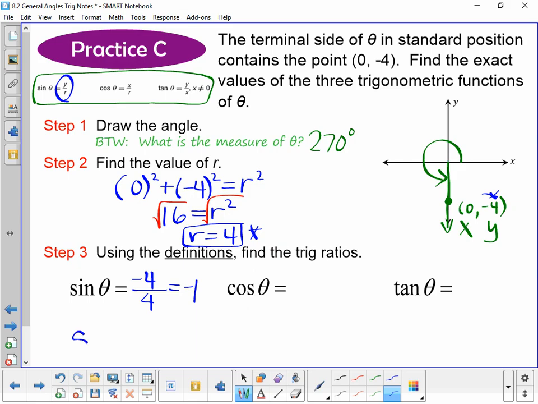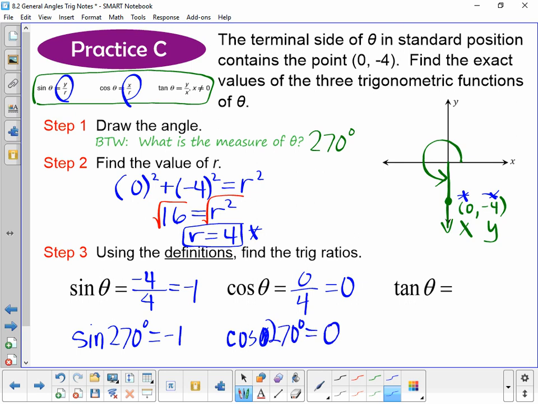And again, your calculator totally knows this. The sine of 270 degrees is -1. For the cosine, by the definition here, we would put the x value over the r value. That would be 0 over 4, which reduces to 0. And again, you can verify in your calculator the cosine of 270 degrees is in fact 0.